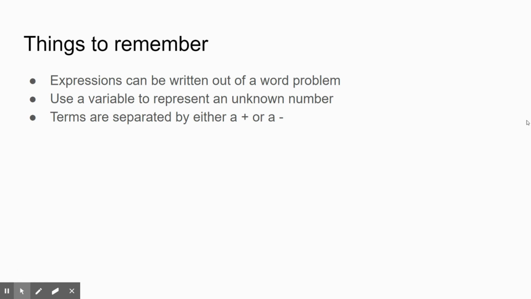So things to remember from this video. Expressions can be written out of a word problem. In the word problems that we looked at in this video, they're very, very simple. They're just literally telling you what the expression is going to be. In a more realistic situation, you'd have to look in more detail, and we might make a video on that at some point. Use a variable to represent an unknown number. We don't know what it's equal to, so we just use a variable, usually x, but you can use whatever variable you want. Doesn't really matter. And finally, terms are separated by either a plus sign or a minus sign. That should tell you how many terms you have in your expression.